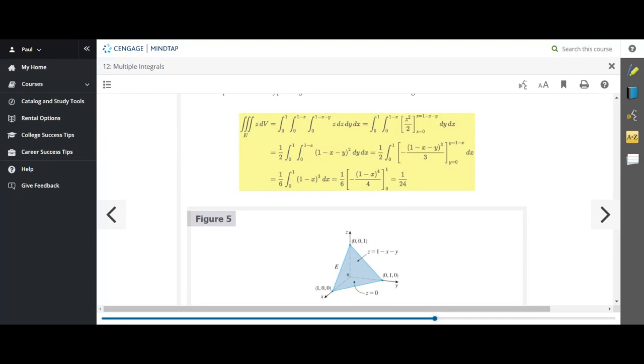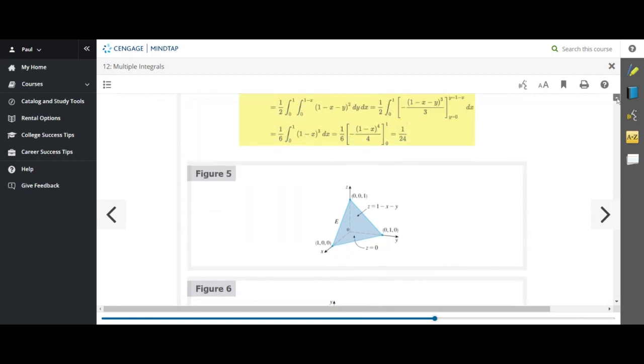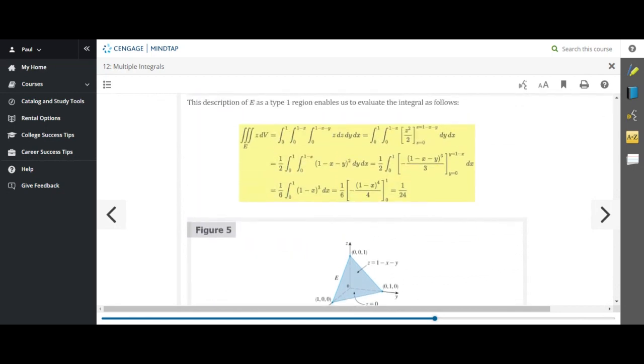Okay, now that you know that, you go to the region D. The region D here, the top function is y equals 1 minus x. The bottom function is y equals 0. So that's why your y limits go from y equals 0 to y equals 1 minus x. And then finally the x limits have to go from 0 to 1. So you're good at doing double integrals. A triple integral is just an extra integral to do.